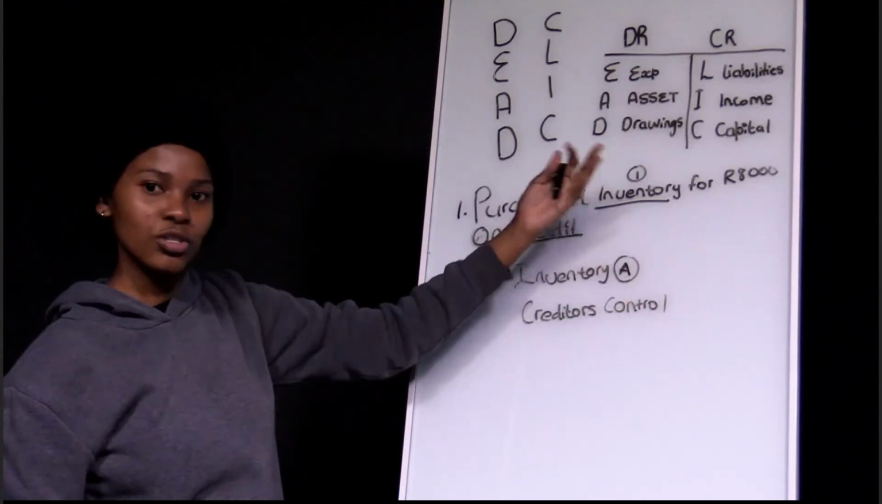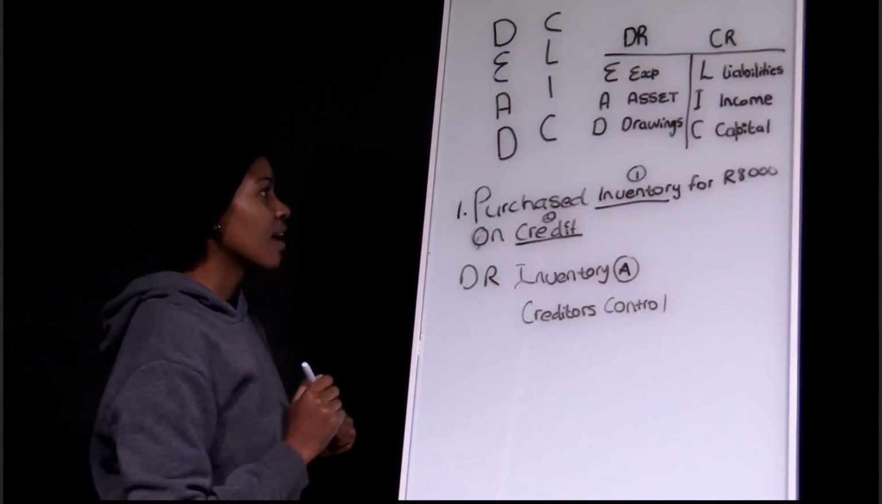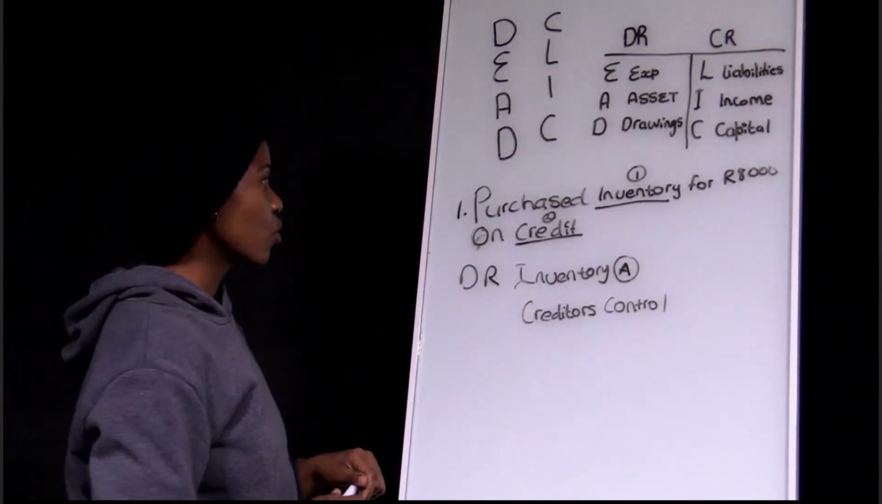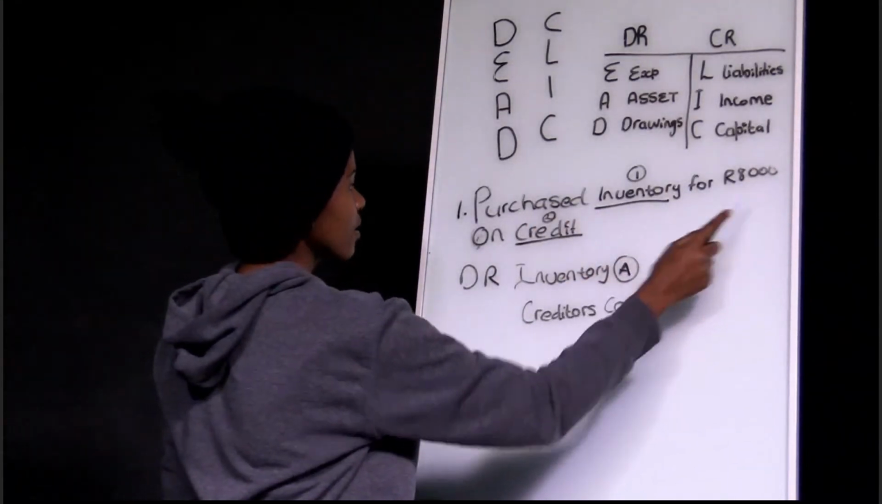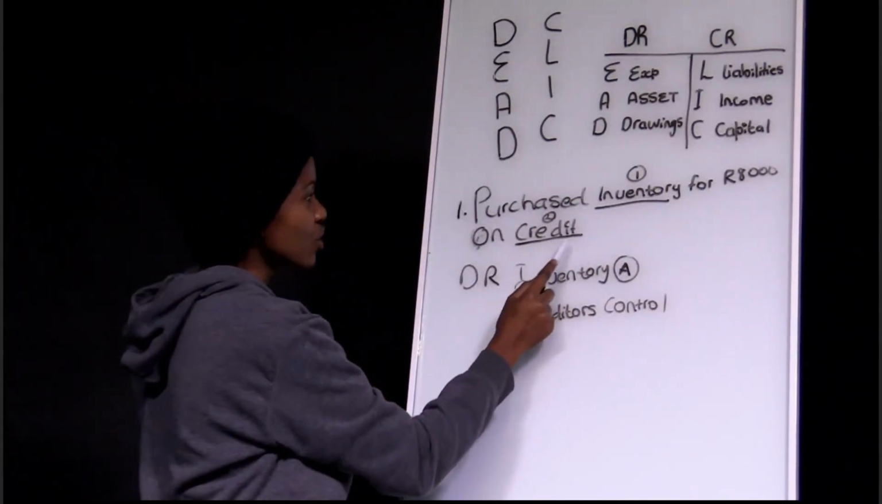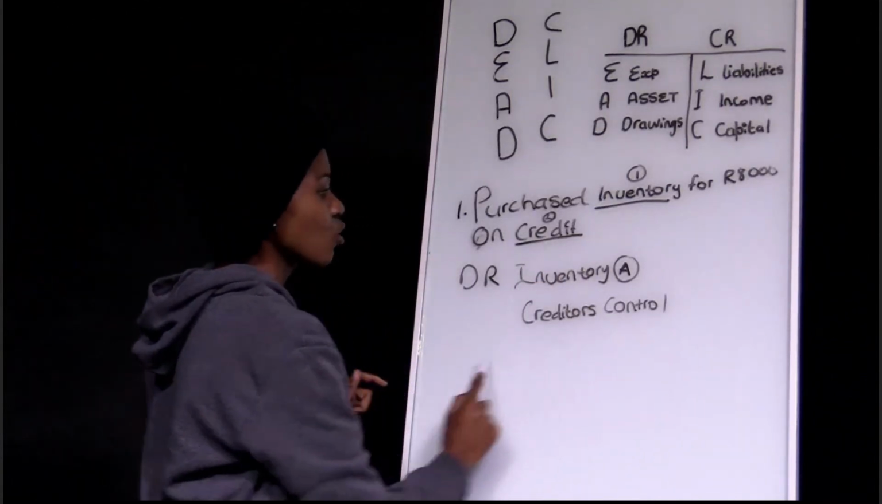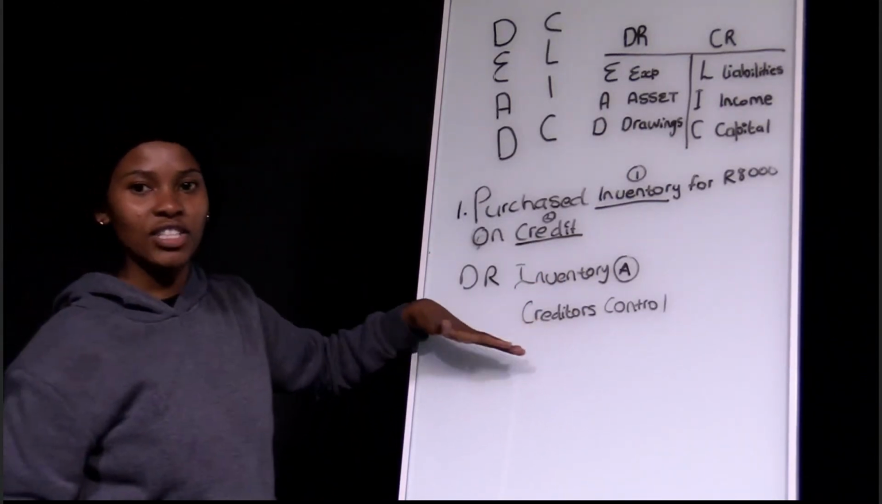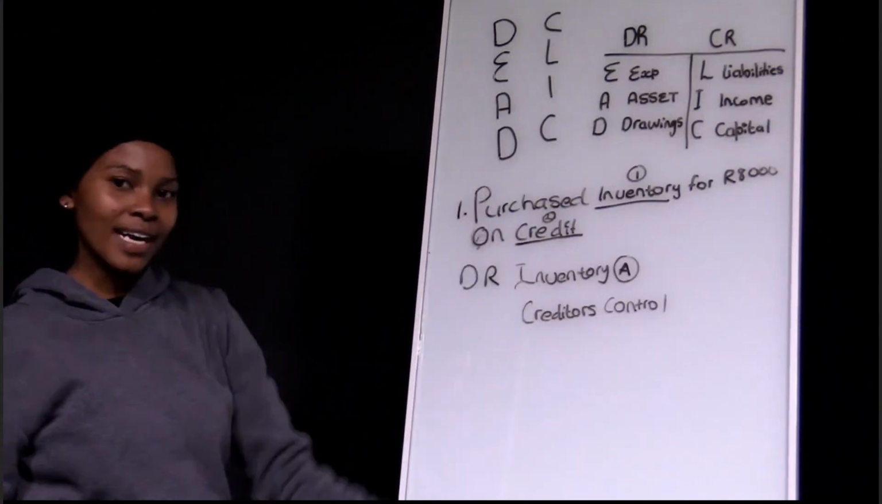You purchased more trading stock. And then now let's look at the creditor's control. So you purchased inventory for 8,000 on credit, right? You purchased on what? On credit. Creditor's control. Which element of the financial statement will the creditors fall under?